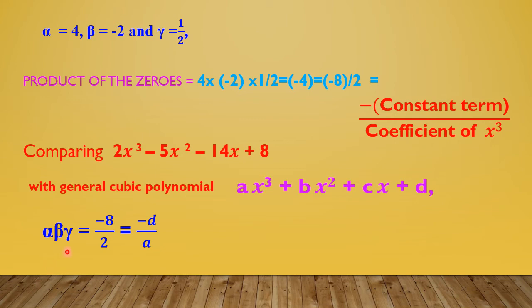Hence, the general rule is, alpha, beta, gamma, the product of these three zeros, alpha, beta and gamma, is equal to minus 8 upon 2. Now, what is this minus 8 upon 2? It is minus d upon a. Minus d upon a means minus of constant term upon coefficient of x cubed.